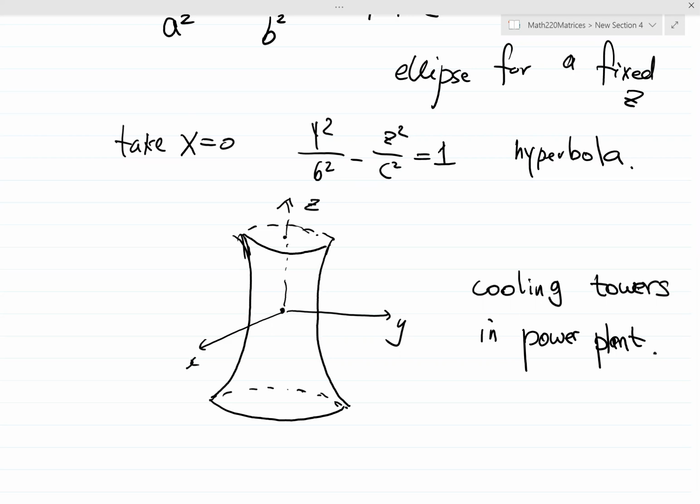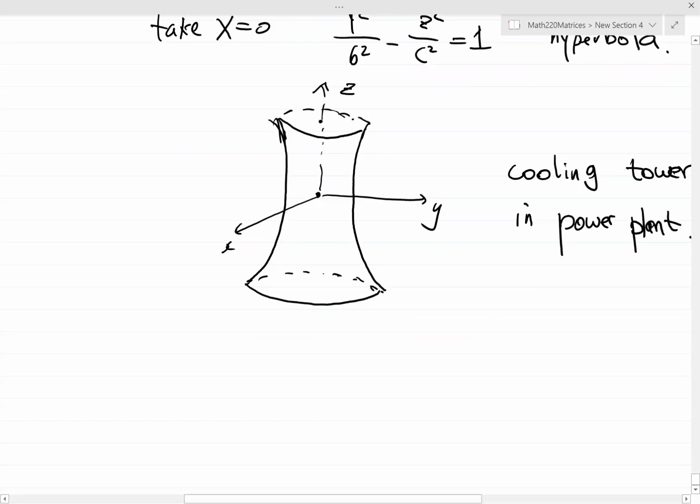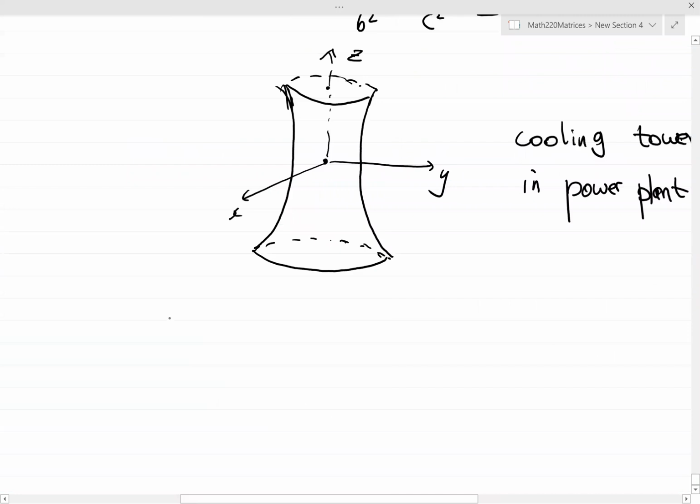We have another case, the hyperbolic paraboloid. We will talk about this case next time. It's not easy to plot by hand.